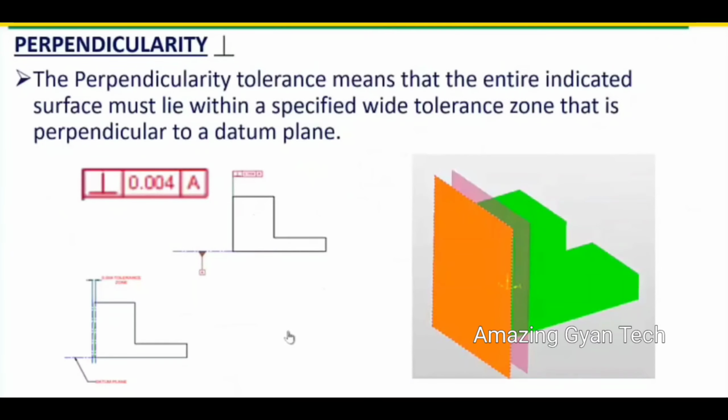The perpendicularity tolerance means the entire indicated surface must lie within a specified wide tolerance zone that is perpendicular to the datum plane. In this diagram, you can see the two parallel planes are created, separated by a distance of 0.004 as per this particular feature control frame, and they are perpendicular to the datum feature. In this case, the datum is A, that is the bottom profile. With respect to the bottom profile, how far from 90 degrees can your vertical feature vary? This distance is 0.004. This is what this drawing explains.